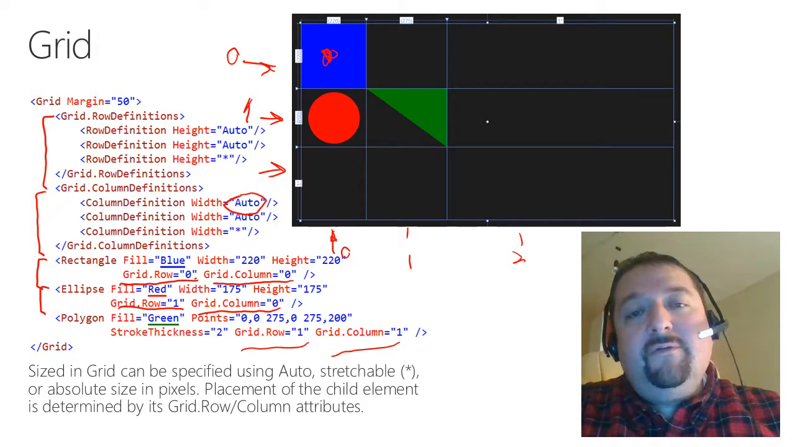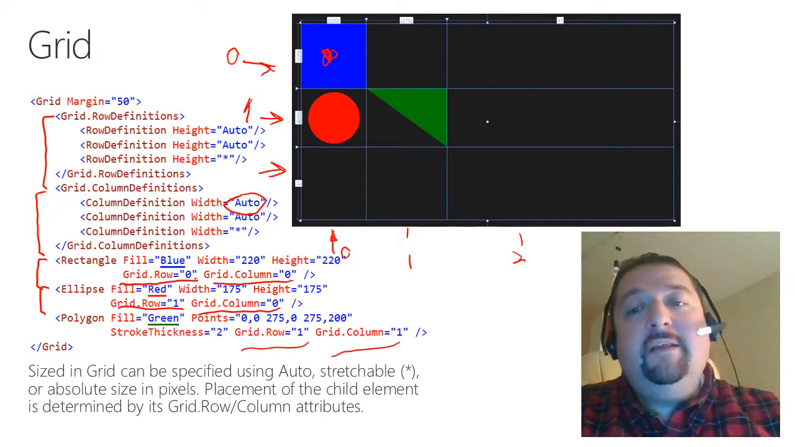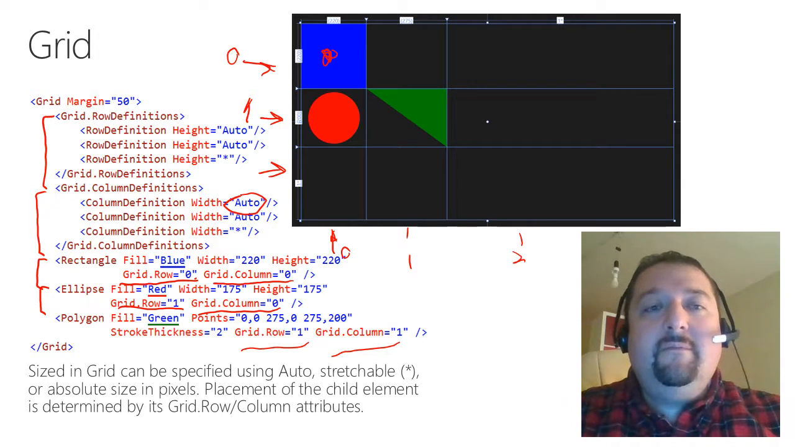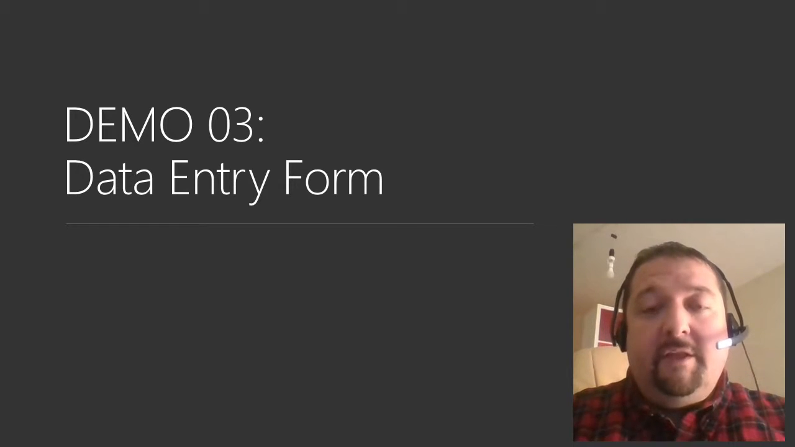Grid can be very useful because in most applications, for example, you would have the title of a page and then some elements below. To separate the title from the rest, you can use grid. In fact, grid can also be very useful to create something like a data entry form, which contains several elements to enter data. Let's see how we can use the knowledge of grid to create something like that.